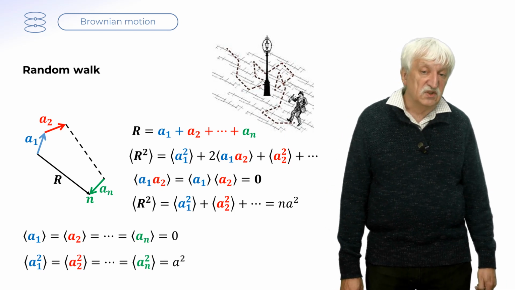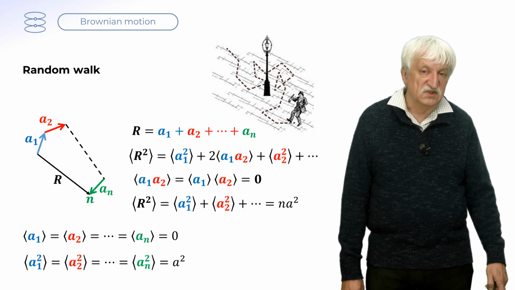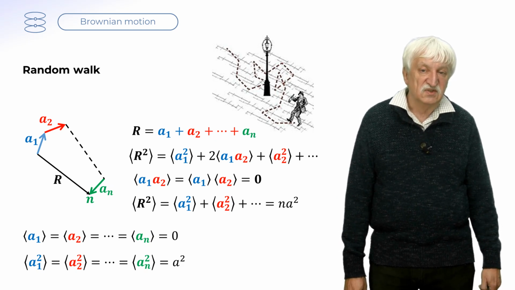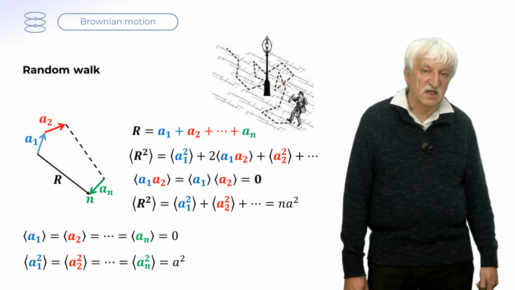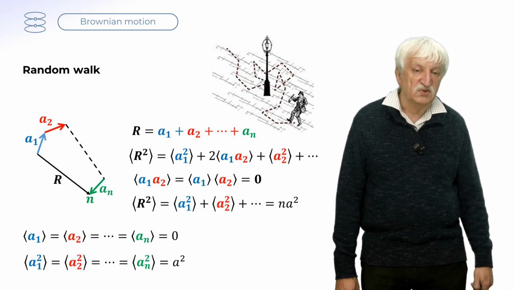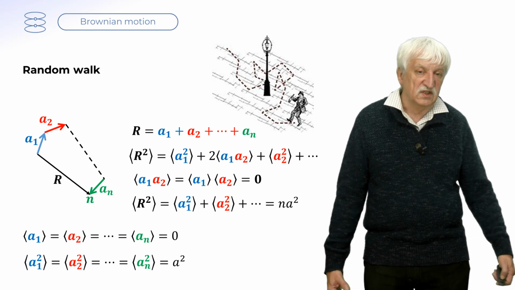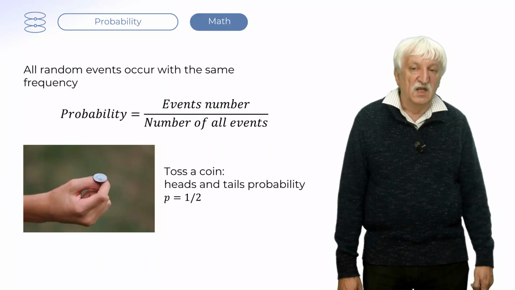So we conclude that the distance between the ends of the random walk is proportional to the square root of n, the number of steps.